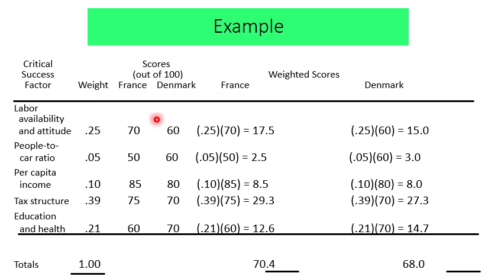The weights are also provided for each critical success factor according to their merits. And the score for each location is provided out of 100. The score for each location based on the critical success factor is provided, and after that we can multiply the weights with the score. Then this is the result, and we add those multiplied outputs, and we get the final score. For France, we get 70.4, and for Denmark, we get 60. So 70.4 exceeds 68, thus France is the better location for our facility.